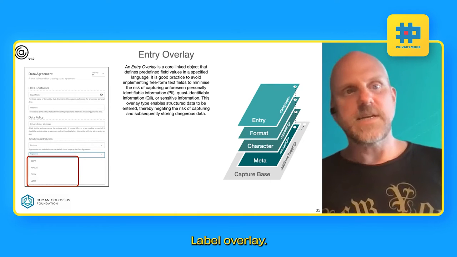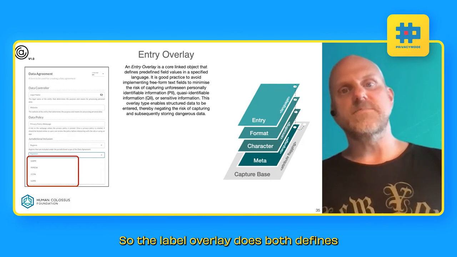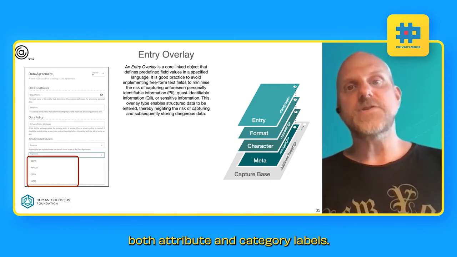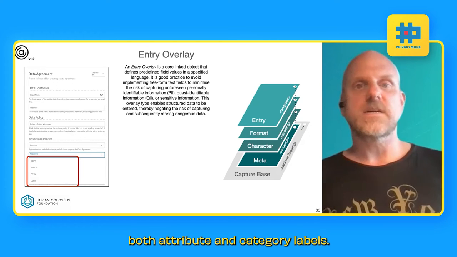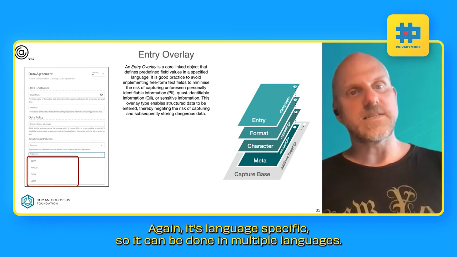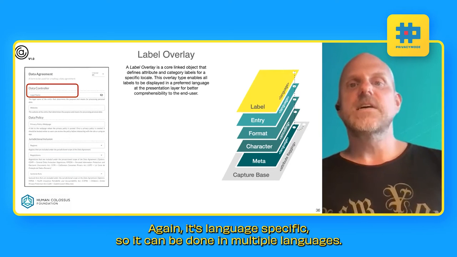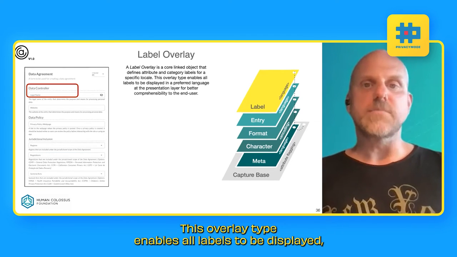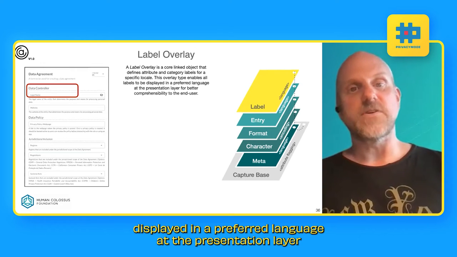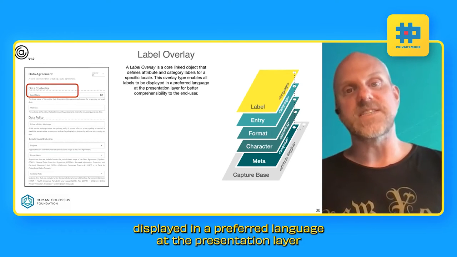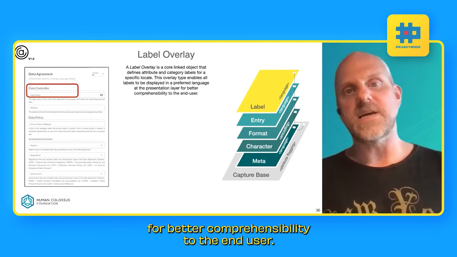So the label overlay defines both attribute and category labels for a specific locale. Again, it's language specific, so it can be done in multiple languages. This overlay type enables all labels to be displayed in a preferred language at the presentation layer for better comprehensibility to the end user.